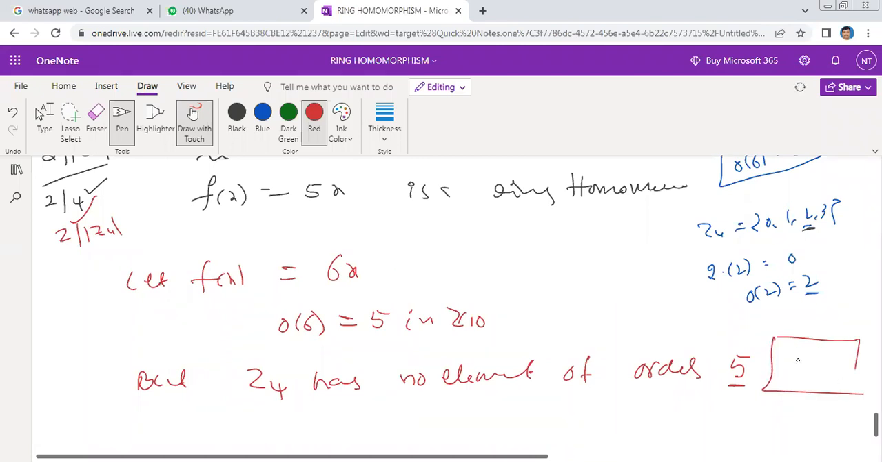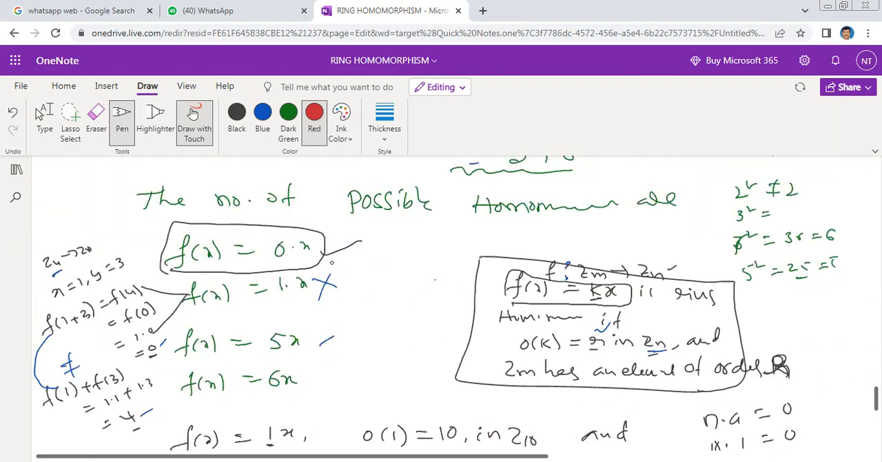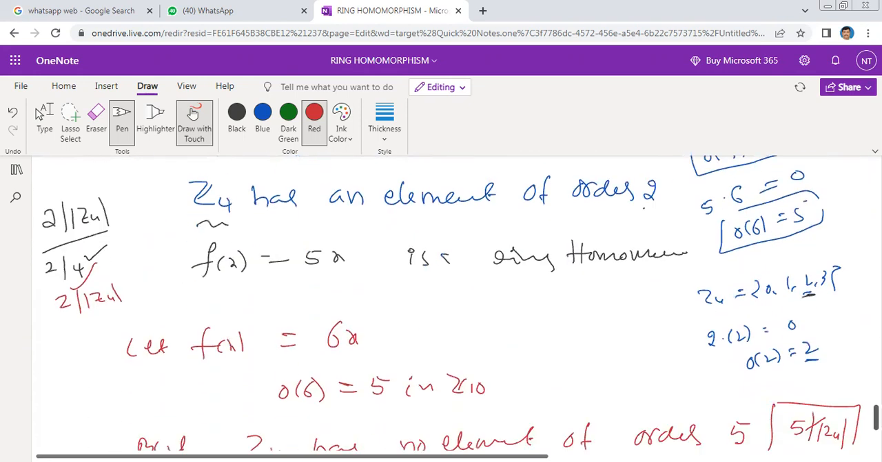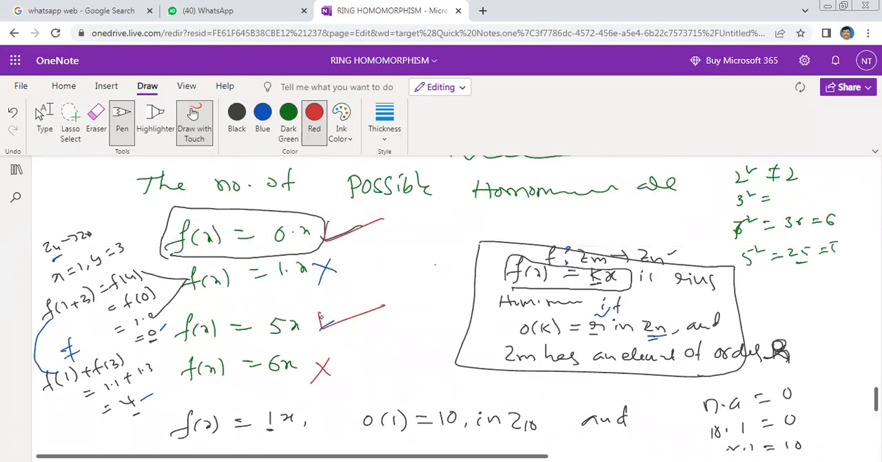I also told you another check: does 5 divide the order of Z4? No, sir. So what do you say? f(x) = 6x is not a ring homomorphism. Hence, how many homomorphisms are possible? What are they? This one is not possible, and the last one is not possible. These two only are possible. How many ring homomorphisms? Only 2.